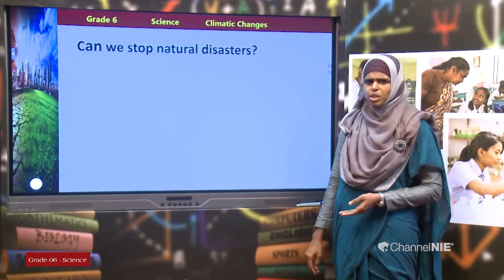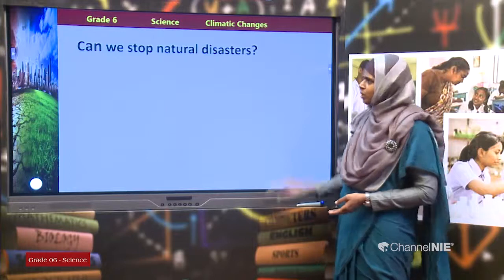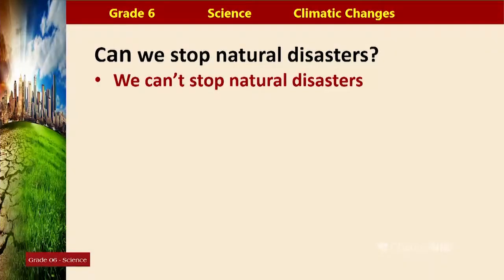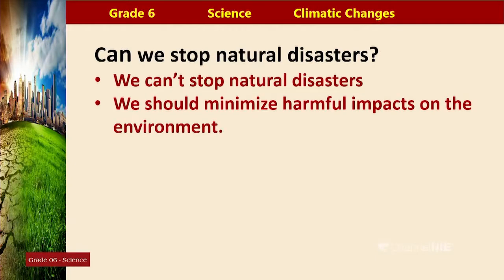Yes, can we stop natural disasters? No, we can't. Why? They occur by the nature. We can't stop natural disasters. They occur due to the nature. But we can minimize harmful impacts on the environment. We can minimize the impact on the environment from a natural disaster if we are vigilant.